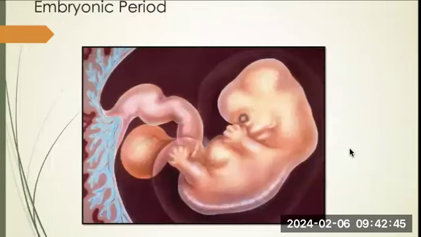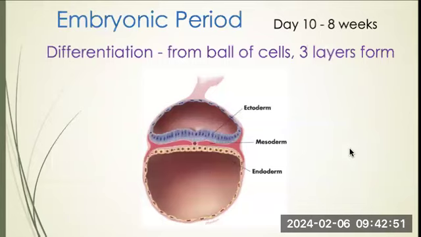Okay, so that's about 10 days. Embryonic period, as I mentioned, is a really important part. So that's day 10 to about 8 weeks, 2 months. What happens here is now you start to get cell differentiation.